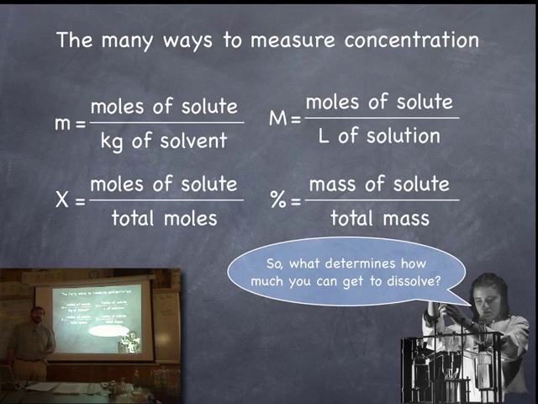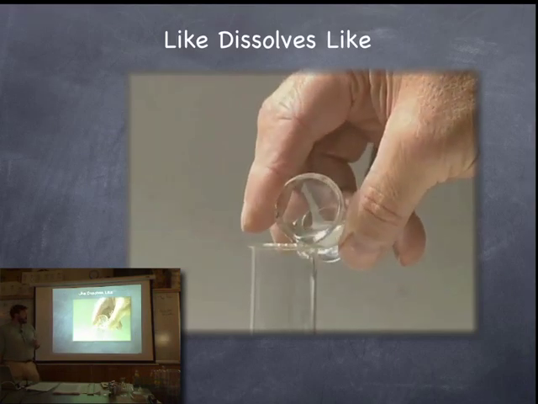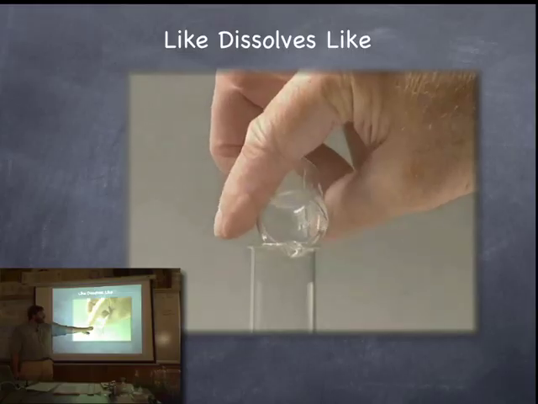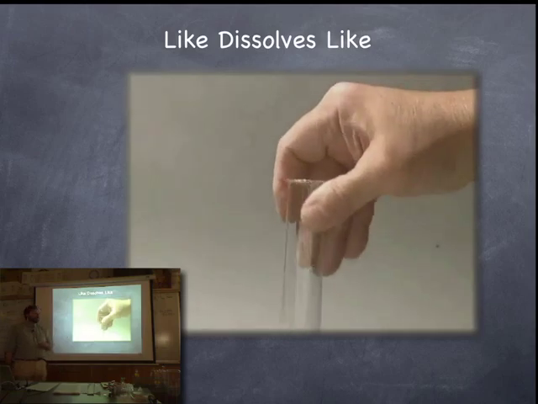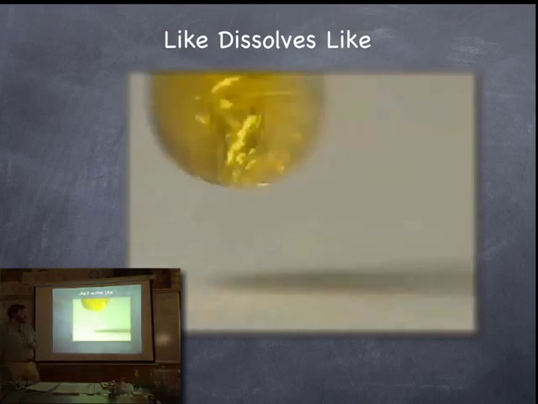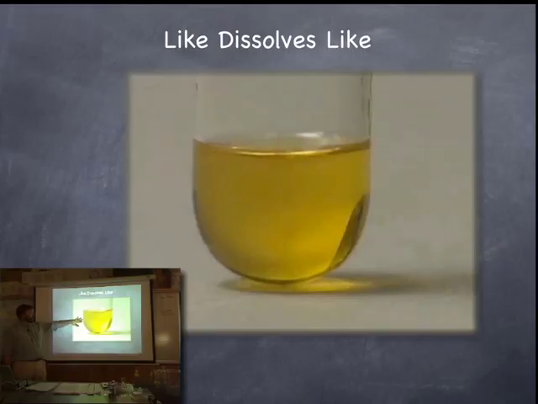And one of the big ones is structural effects. How similar are the attractive forces? This is where our saying like dissolves like come from. Okay? So we can put a non-polar solvent, carbon tetrachloride, in here. And what we're going to do is we add just a little bit of colorant. It's a non-polar colorant. Okay? So you stir it up. This is non-polar carbon tetrachloride.